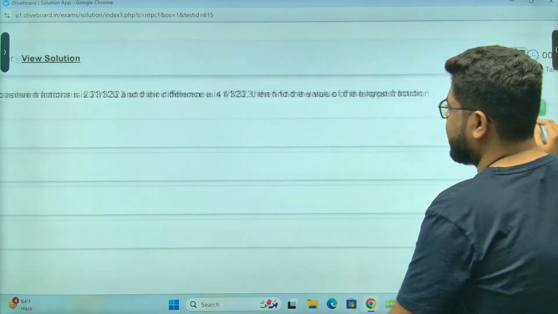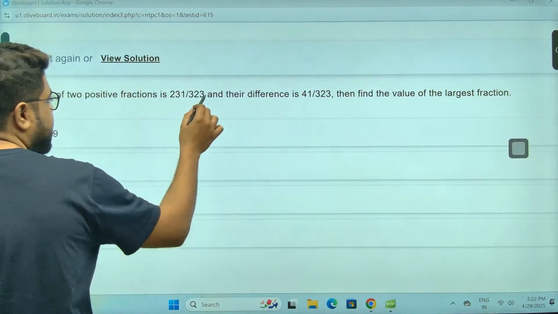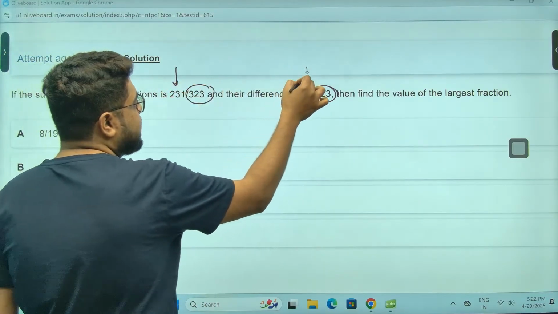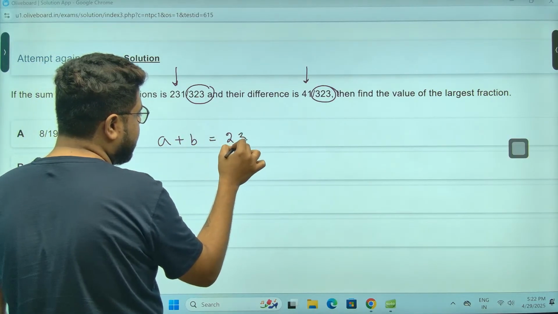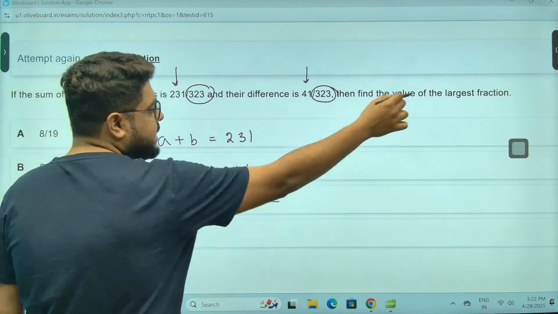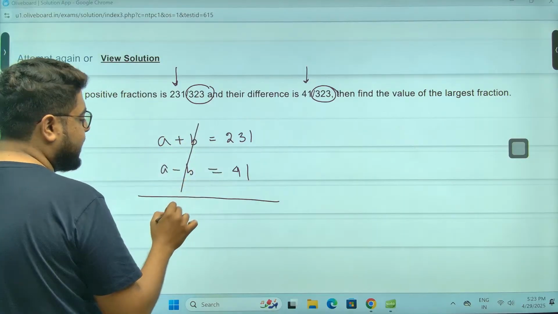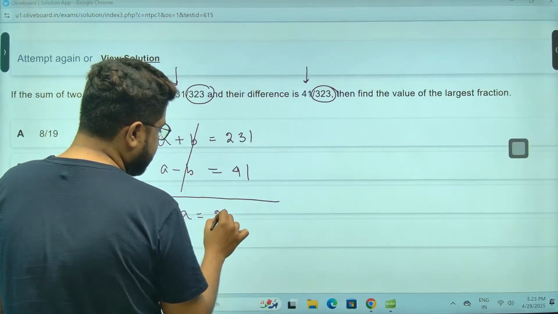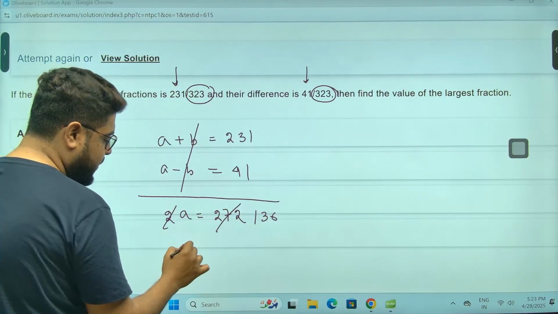Sum of two positive fractions, this is very simple. Do not treat them as like fractions, because the denominators are the same, so just talk about the numerators. The sum of the numerators, a plus b, is 231, and a minus b is 41. They are asking for the largest one, meaning a, because a minus b means a is bigger. Add them, b cancels, so 2a is 272. 2 cancels, 136. A is 136.